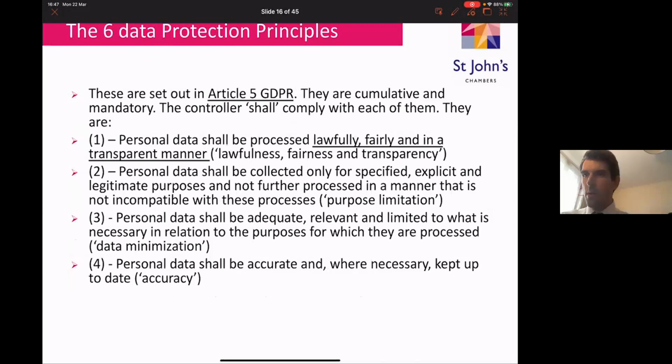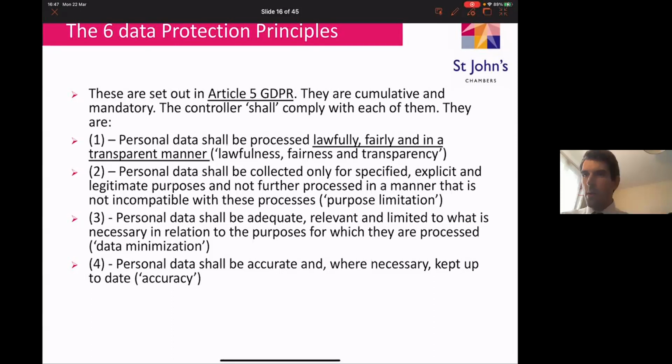The data protection principles, and there are 6 of them now. We'll move on to these. We're getting to what is the heart of the GDPR and the core allegations which a claimant will make in his or her pleading of breaches by a controller, a defendant, of the data protection principles. And the controller shall comply with each of them. They're cumulative and they're mandatory. So that's important to remember as a defendant. You've got to show that you have complied with each and every one of them.